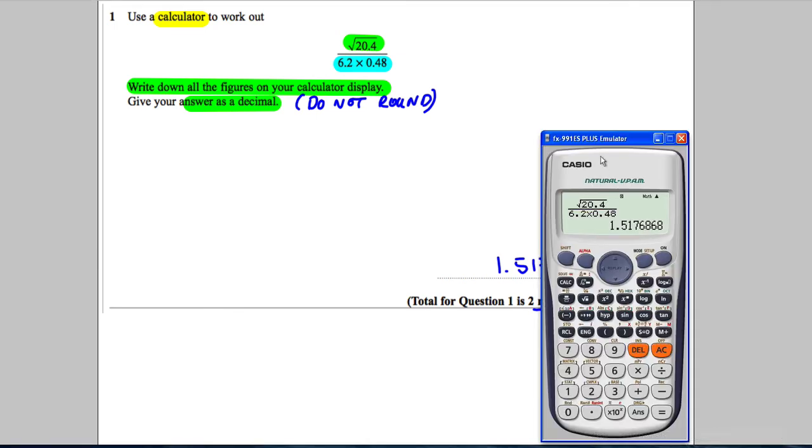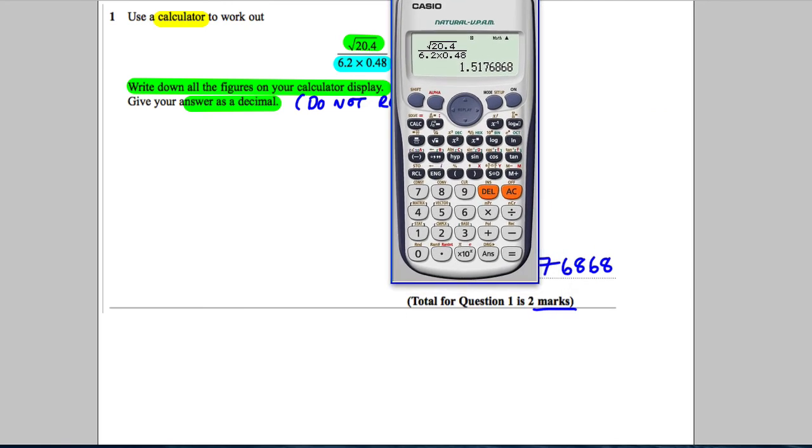1.5176868686868. I'd always type that in again. If you type it using the fraction button, just compare it exactly to the question, and you can see they're identical to each other, so we know we've got it right.